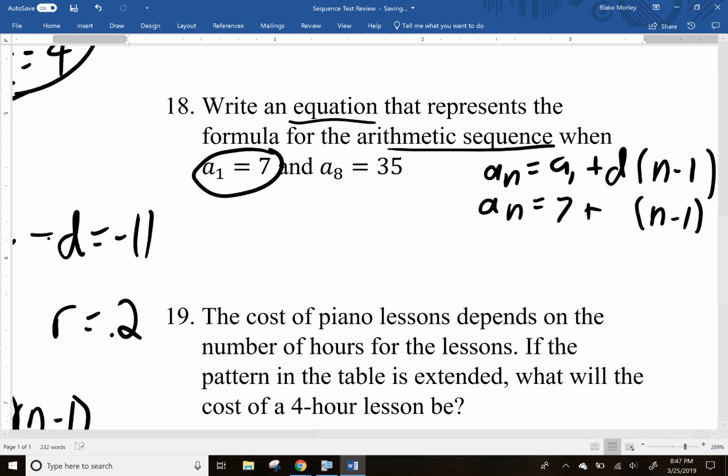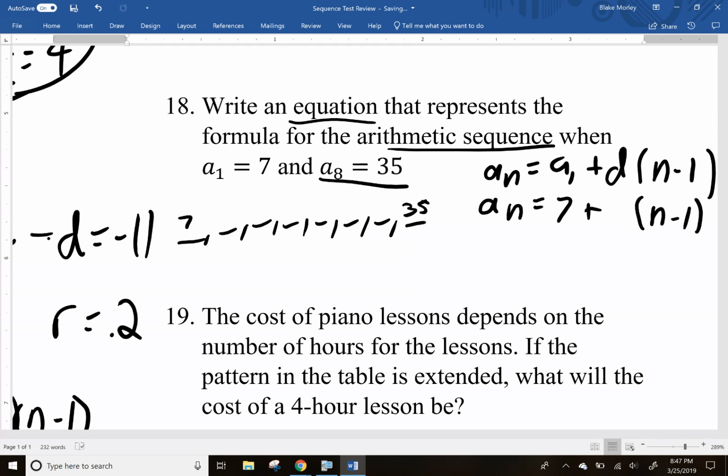But I do need to figure out what d is. So I know the first term is 7. It's given to me here. But how do I find d? Well, because this is an arithmetic sequence, right? The first term is 7. Then I have the second term, the third term, the fourth term, the fifth term, the sixth term, the seventh term, and the eighth term is 35. So because it's arithmetic, that means I'm adding the same number every single time. The same exact number every single time.